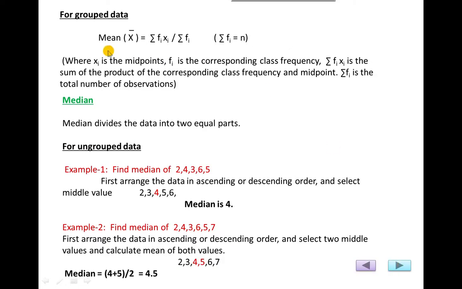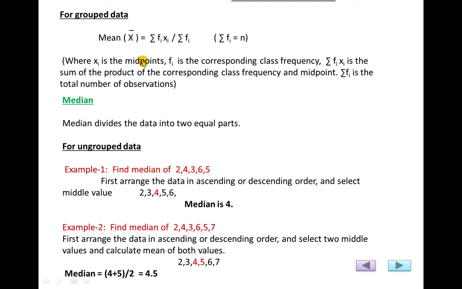And for grouped data, this is the formula of the mean. Sum of the product of the frequency and midpoint. In grouped data, xi represents the midpoint because the midpoint is a representative value of the group, divided by the sum of frequency, which is equal to n.